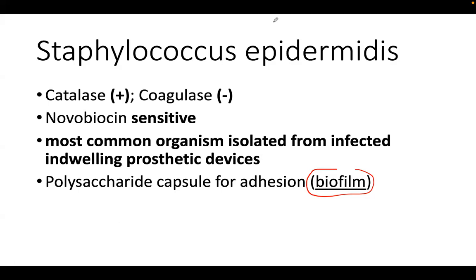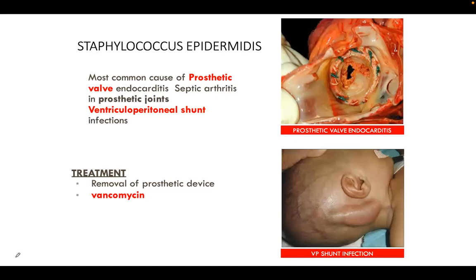So again, what is responsible for the virulence of epidermidis? It's going to be the biofilm formation. Now, please don't forget the classic clinical scenario. It's going to be associated with a prosthetic valve or the presence of a ventriculoperitoneal shunt.